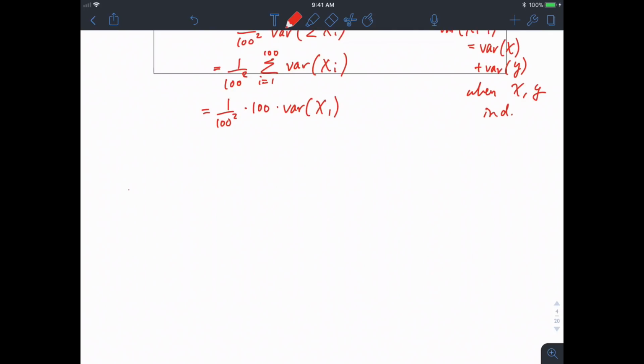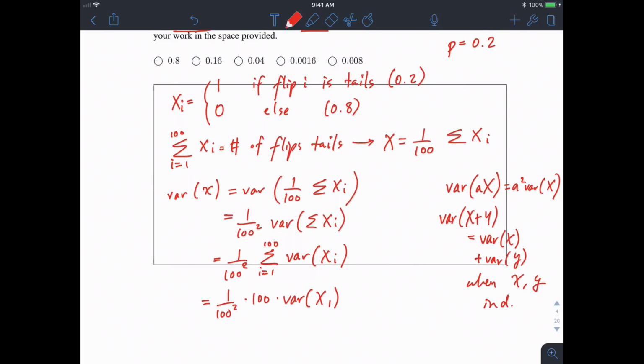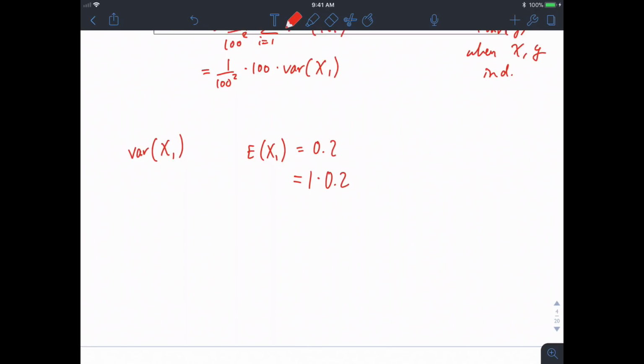Now, our question is, what is the variance of one of these flips? Well, first, the question is, what is the expectation of a flip? It's 0.2. And we get that because it's 1 with probability 0.2. This random variable up here is 1 if flip i is tails, and it's 0 with the remaining probability, and that's just 0.2.